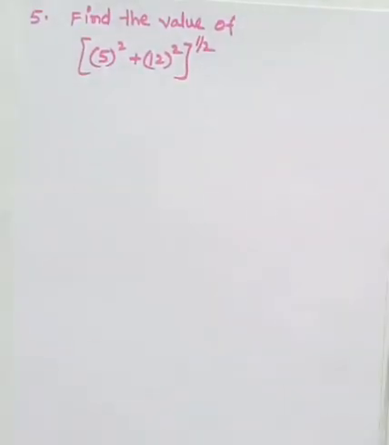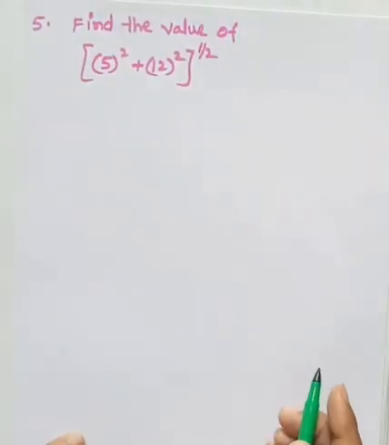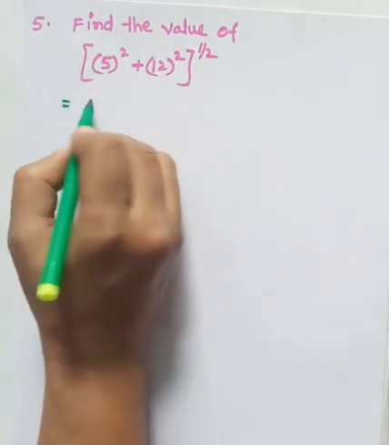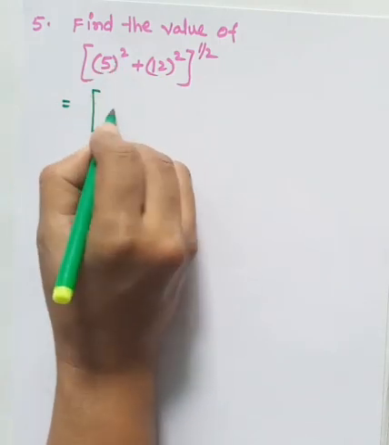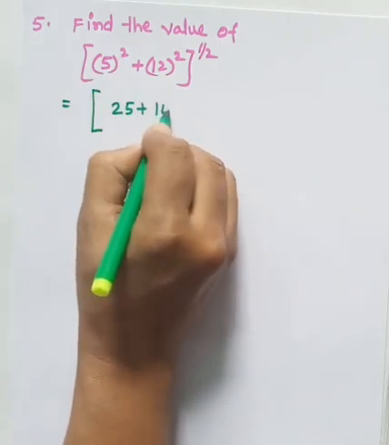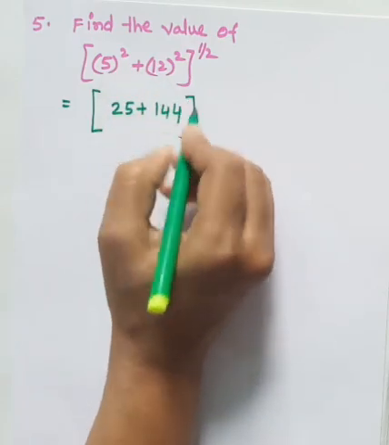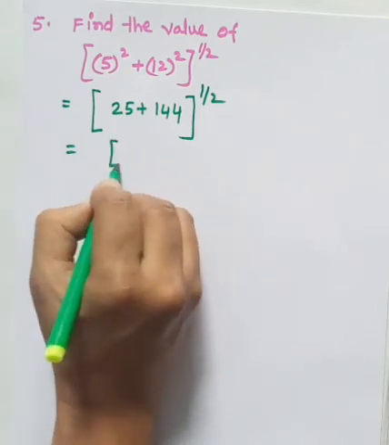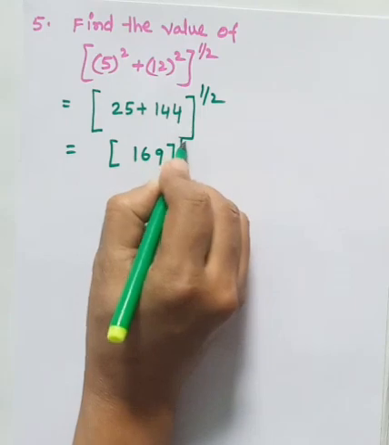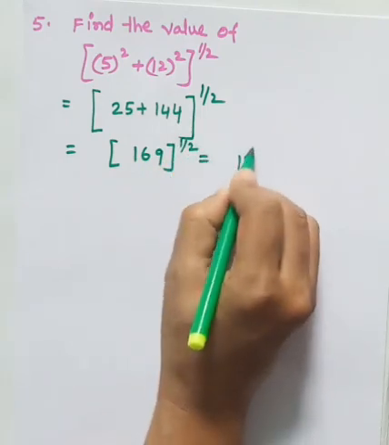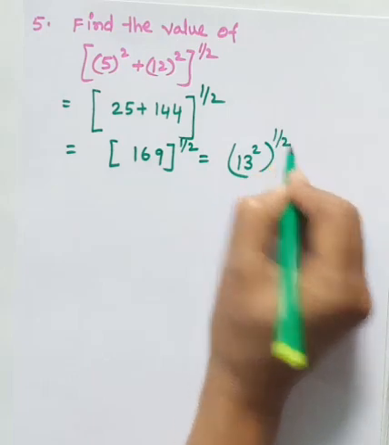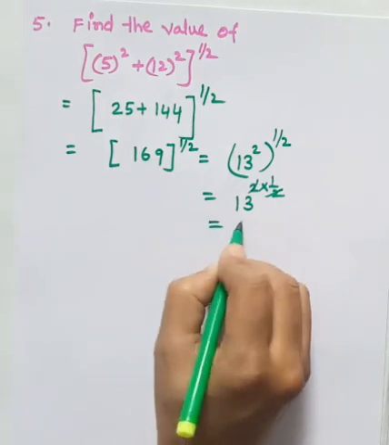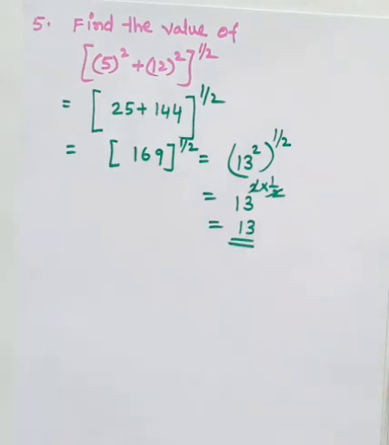Now let us see the next part. Find the value of 5 square plus 12 square, the whole to the power 1 by 2. Nothing to worry here. First solve the small brackets. 5 square is 25 plus 12 square 144. So small bracket solved, power 1 by 2. 25 plus 144 will give you 169 to the power 1 by 2. 169 is nothing but 13 square, which will be 13 square to the power 1 by 2. So 13 to the power 2 into 1 by 2, the 2s cancel. Your final answer is 13.